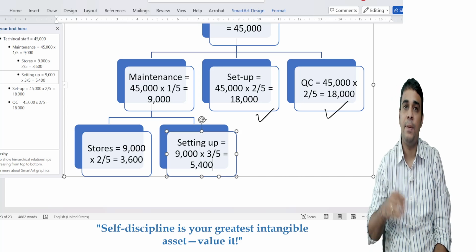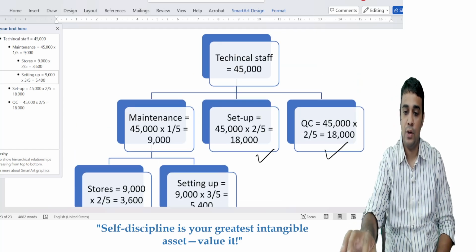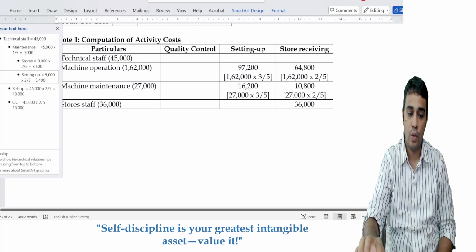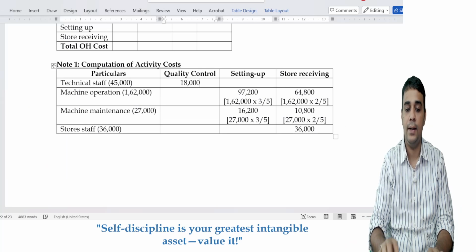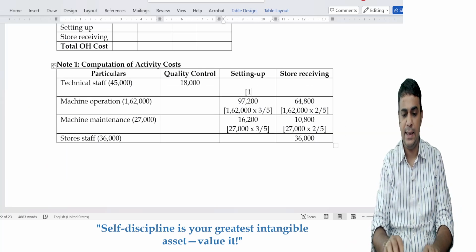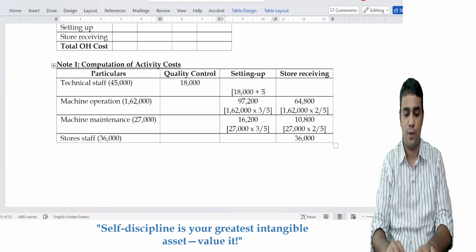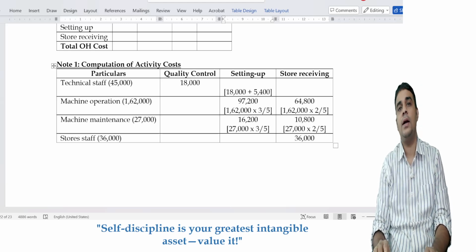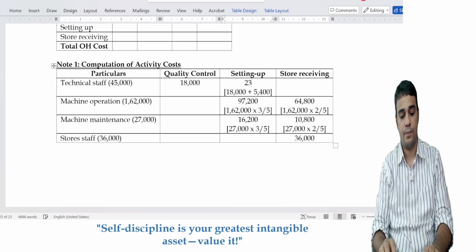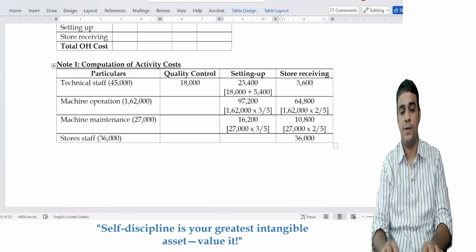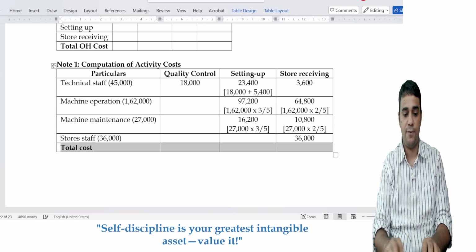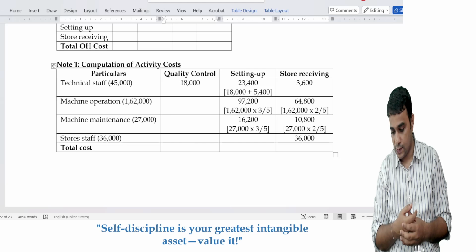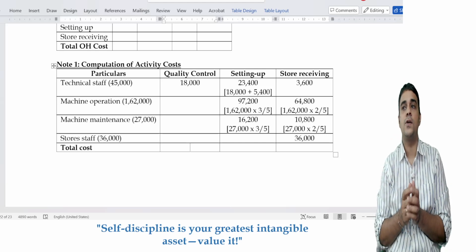Now, what is the net implication in the 45,000? Go to quality control, write 18,000. Setting up, write 18,000 and another 5,400. And store receiving 3,600. Please put column wise total. Total cost. All the four costs are bifurcated.